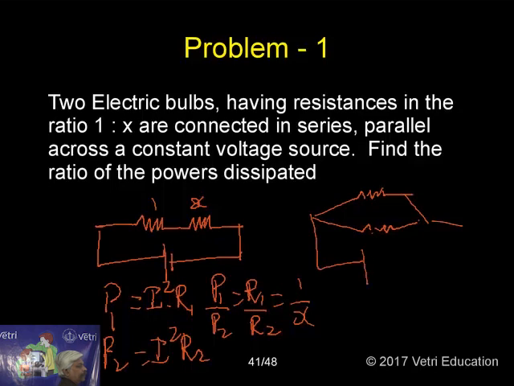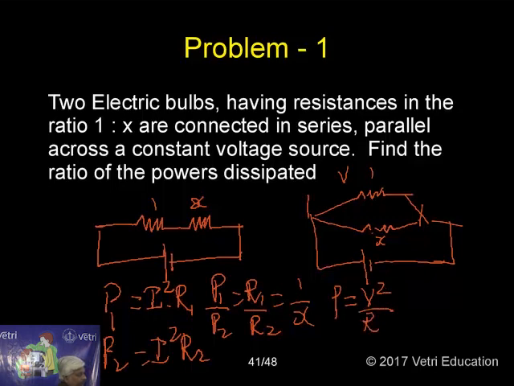Here also it is connected by a battery power source. What happened here? When the resistor 1 and X are connected in parallel, what happens? Because they have a common terminal, the potential difference will be the same. Therefore, the power formula in terms of potential difference is V squared by R.